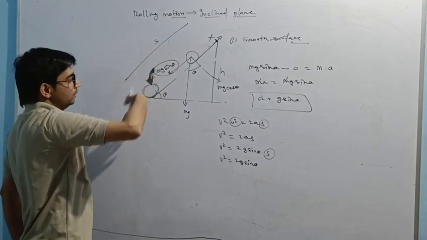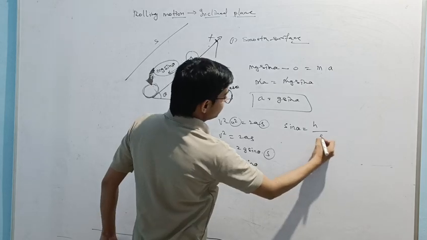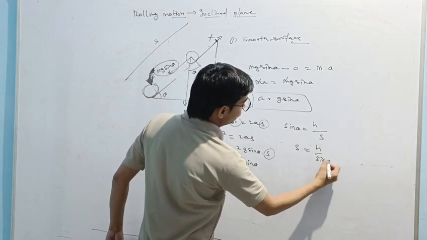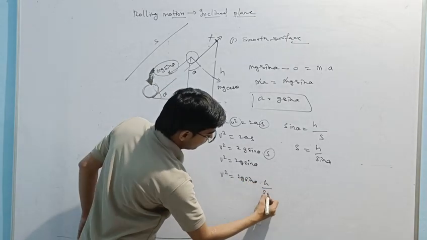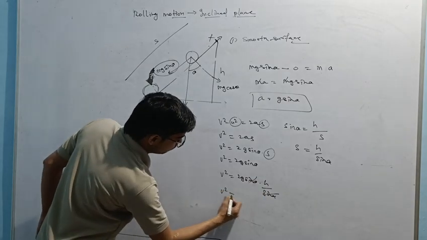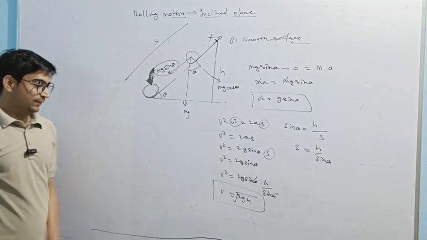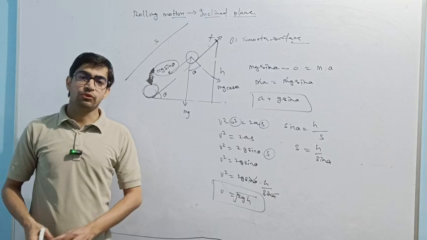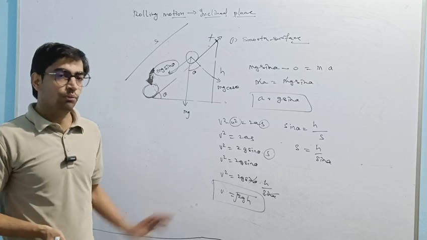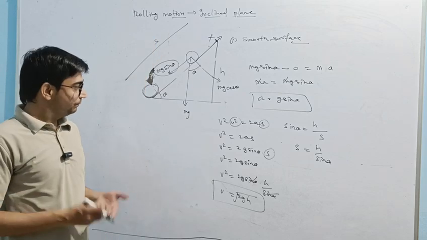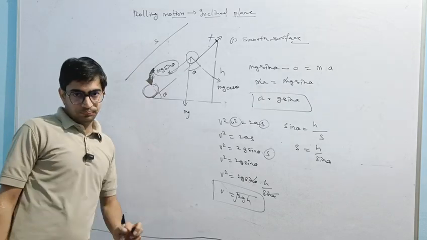This is actually the hypotenuse. So sin theta is equal to perpendicular h upon hypotenuse s, so s is equal to h upon sin theta. So v square is equal to 2g sin theta into h upon sin theta. Cancel out, v square is equal to 2gh, and v is root 2gh. This is the same result as vertical motion. In vertical motion also the same result came. This is the same result exactly as vertical motion. This is the height h, right? This is the case of slipping only, right?